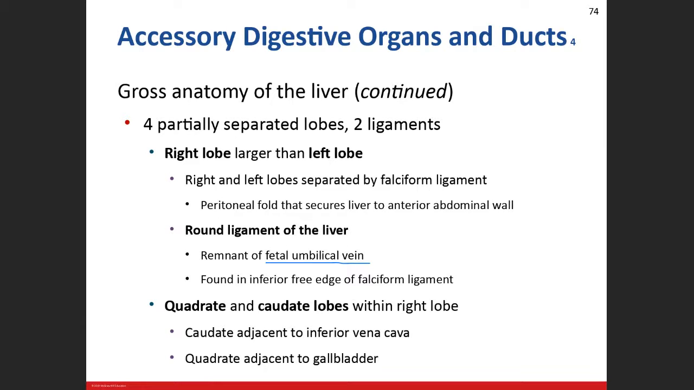So like I said, there's 4 lobes to the liver, and the 2 major ones are the right and left. Well, in the right lobe, we have the quadrate and the caudate lobes. Now, how to remember which is which? Caudate begins with the C, and it's right next to the inferior vena cava, and cava begins with the C. Then the quadrate lobe is going to be immediately adjacent to the gallbladder. Those are best seen on the inferior posterior view.